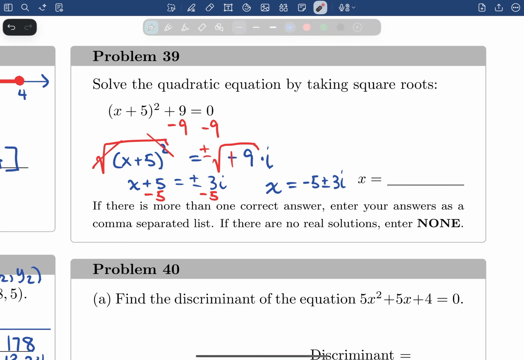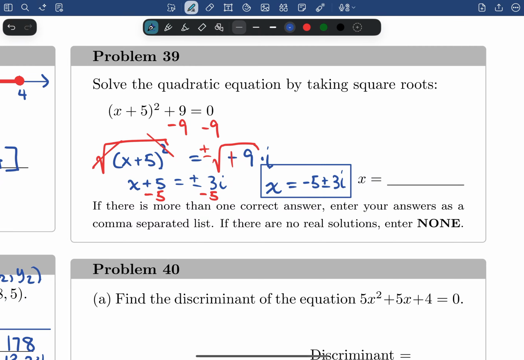Now, let's read the instructions here. If there is more than one correct answer, enter your answers as a comma separated list. And if there are no real solutions, enter none. Turns out, when I have this i, that's an imaginary solution. It's not a real solution. Therefore, there are no real solutions. This is the answer, but it's not real. So we're going to go here and we're going to write none as our final answer.